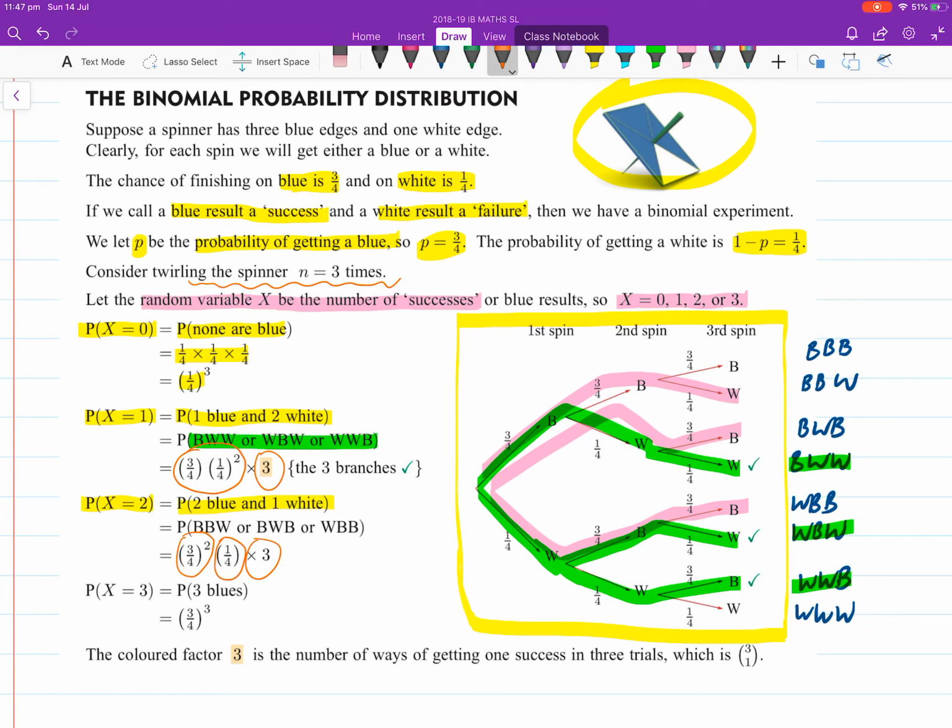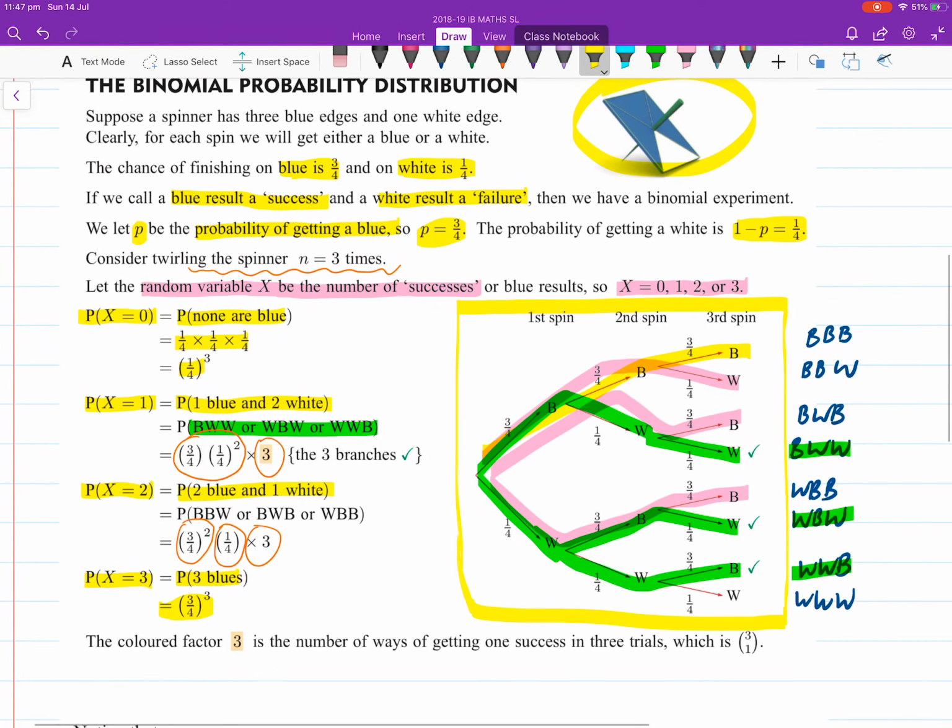And then the probability of your random variable being 3. Oops, hang on, change the highlighter. Is 3 blues. So that's easy. 3/4 times 3/4 times 3/4. Makes sense. And there's only one way of getting that.